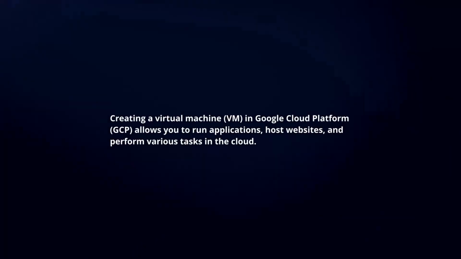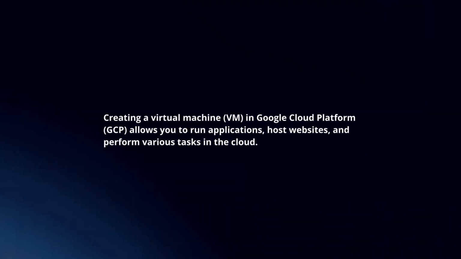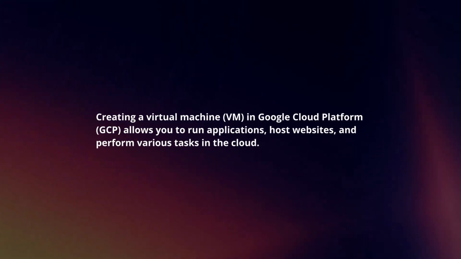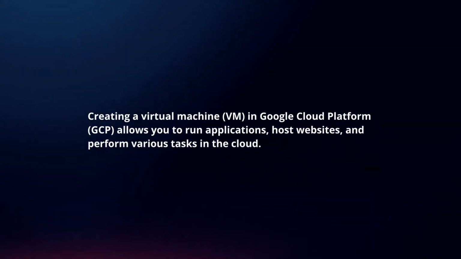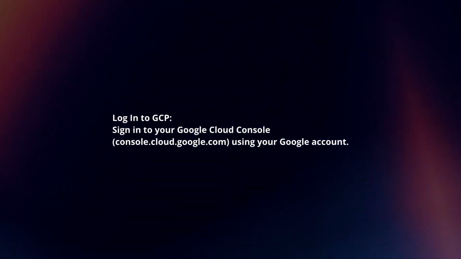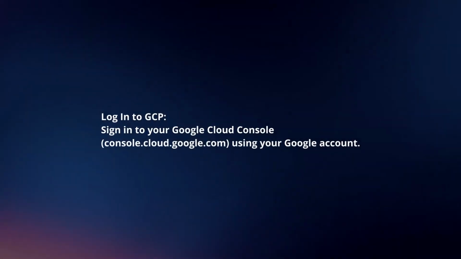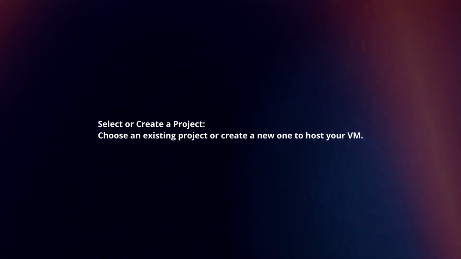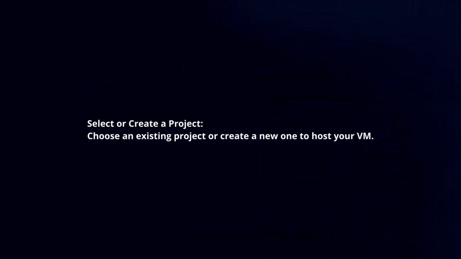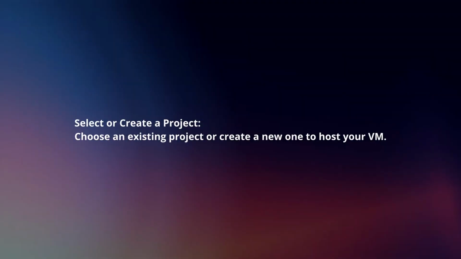Creating a virtual machine in Google Cloud Platform allows you to run applications, host websites, and perform various tasks in the cloud. Here's a concise guide. Log into GCP. Sign into your Google Cloud Console using your Google account. Select or create a project. Choose an existing project or create a new one to host your VM.